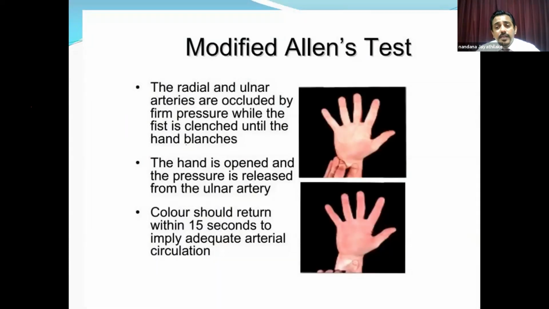So this is the modified Allen's test. How to do it? The radial and ulnar arteries are first occluded with firm pressure while the fist is clenched until the hand blanches, and then the hand is opened and the pressure is released from either the ulnar artery. See whether adequate arterial circulation is established within 50 seconds. If not, that is not the dominant artery. If it is the radial artery, it would be the dominant artery. So you have to take the arterial blood from the non-dominant hand, non-dominant artery as well.